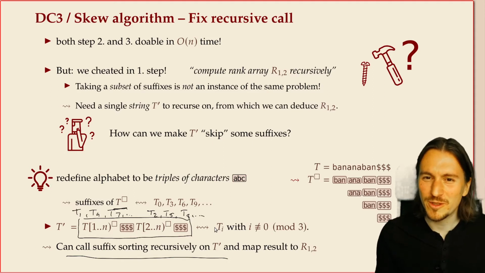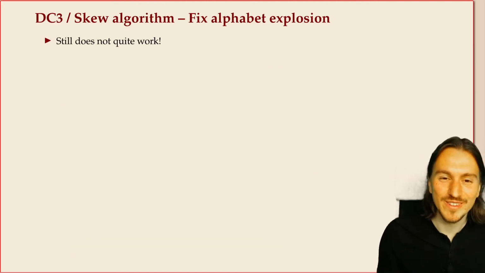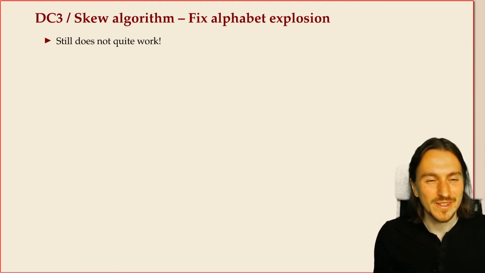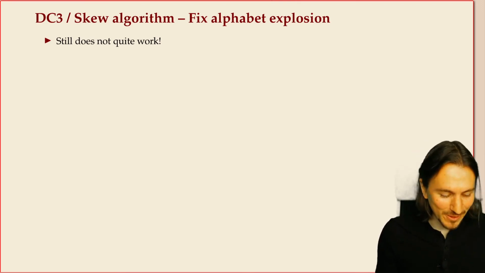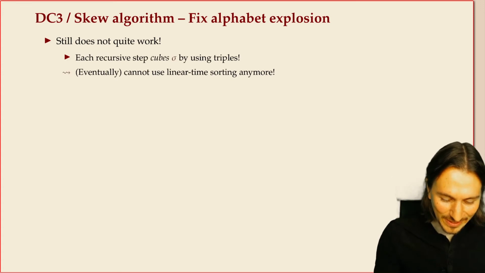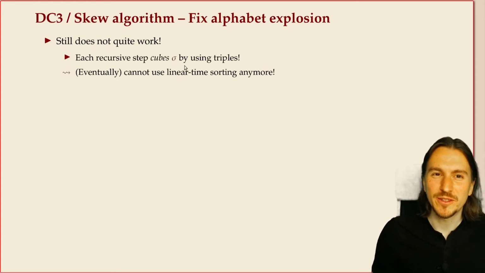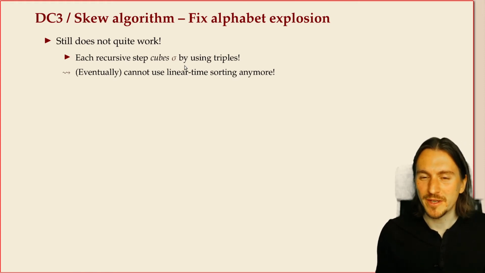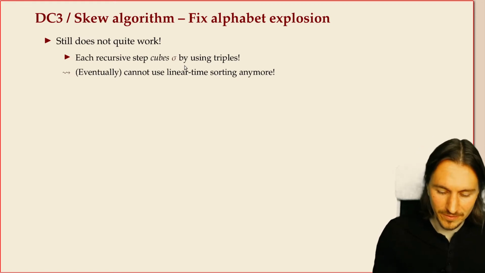So where should there be a problem in this? Maybe you can think about it and throw it in the Q&A. This would be a good time to pause the video if you're watching this offline. But because we have some more material for today on the list, I want to go on and just tell you what happens. So what obviously happens because we take triples is that our alphabet cubes in every recursive call.